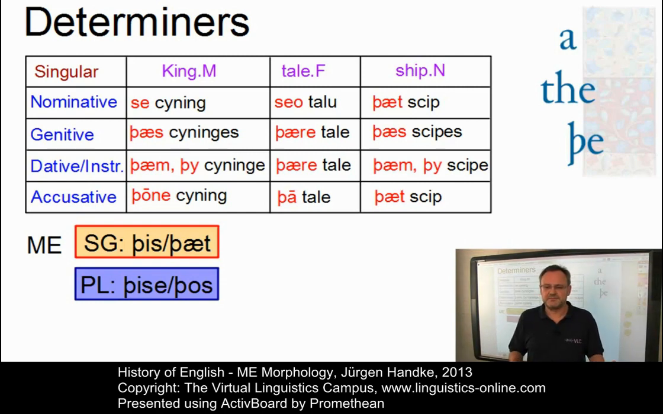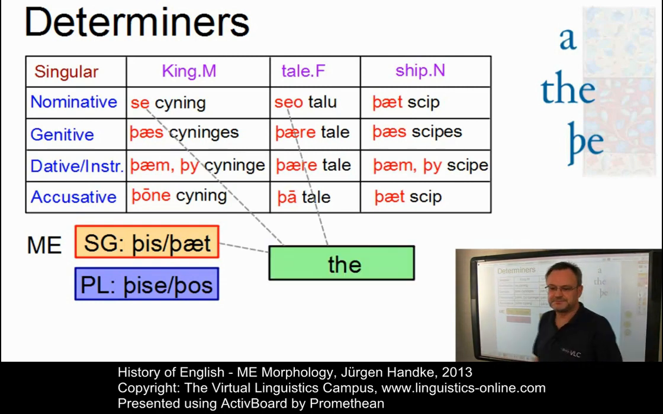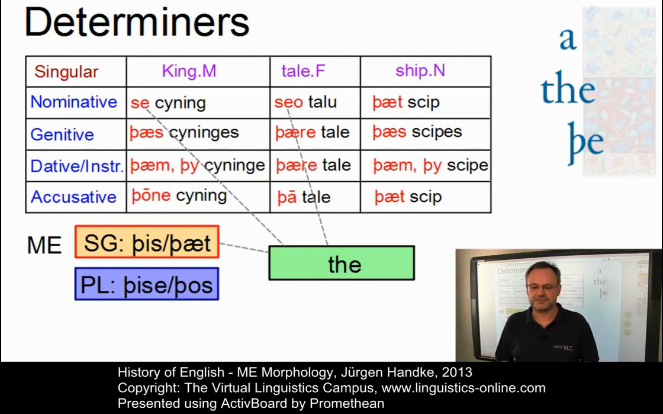At the same time, the indeclinable article the developed. It split off from true demonstratives and at first only replaced Old English se and seo, the masculine and feminine nominative singular forms of present-day English, that.